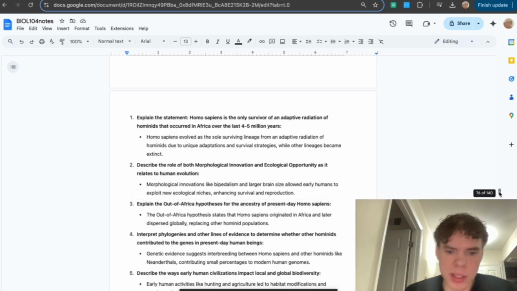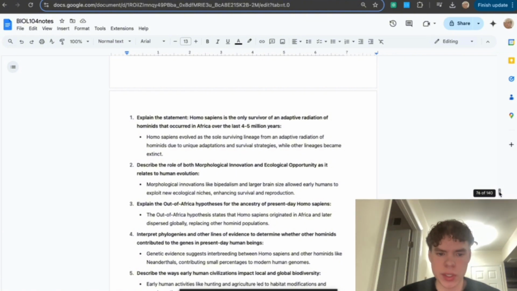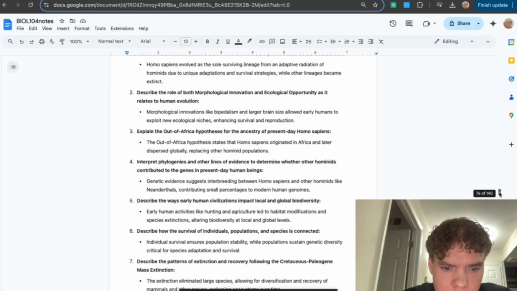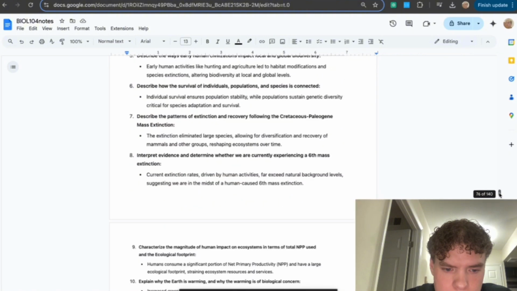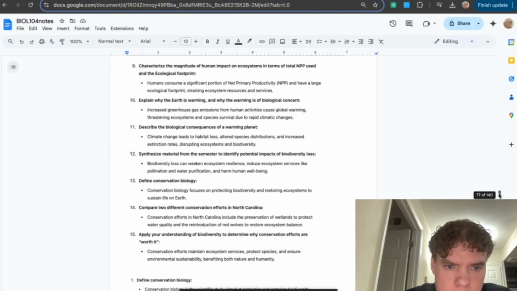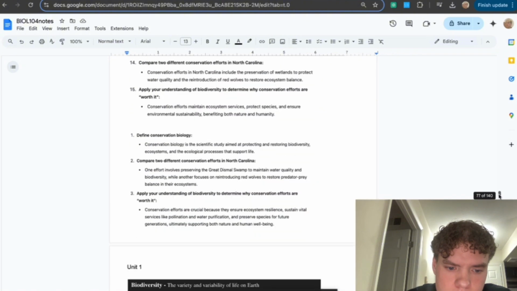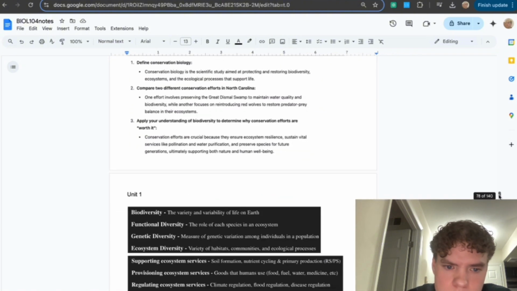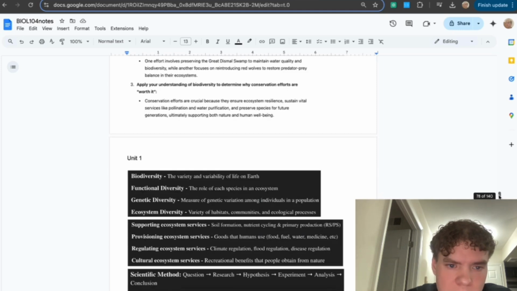Morphological innovations like bipedalism and larger brain sizes allowed early humans to exploit new ecological niches, enhancing survival and reproduction. Out of Africa hypothesis, phylogenies, conservation biology, NPP, GPP, rising CO2, conservation biology. All right, so that goes through all of the main learning objectives.